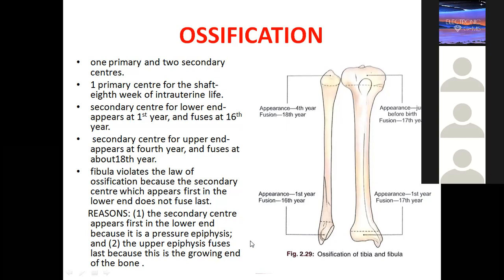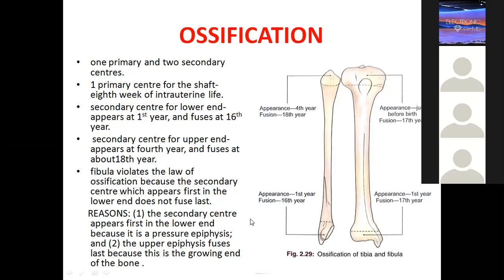Body weight is actually borne at the lateral malleolus. If you check both the malleoli, the lateral will be around half a centimeter below the medial malleolus. Though this picture is not so correct, when you see the articulated skeleton in the lobbies of our medical colleges, you will see the lateral malleolus is a little lower. That means this is the pressure epiphysis. When the baby is growing, the place where the baby stands and takes support, that's the reason the secondary center appears first in the lower end.